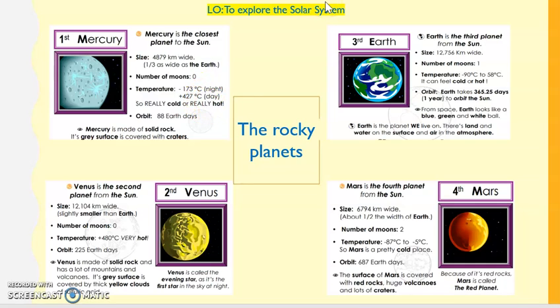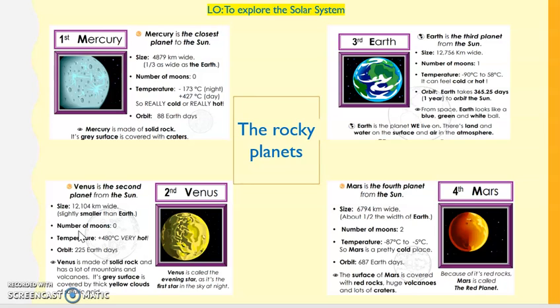Venus is the second planet from the Sun. The size of Venus is about 12,104 kilometers wide. The number of moons on Venus is 0, so Venus has no moon. Venus is the hottest planet at about 480 degrees Celsius. Venus is covered with pale clouds, which makes it difficult to see the surface of the planet. No life can exist on Venus.